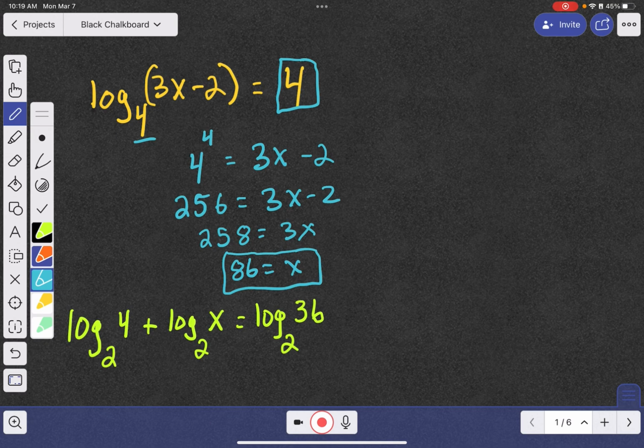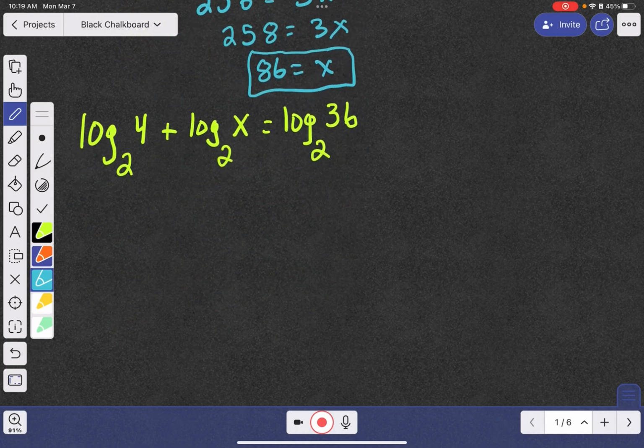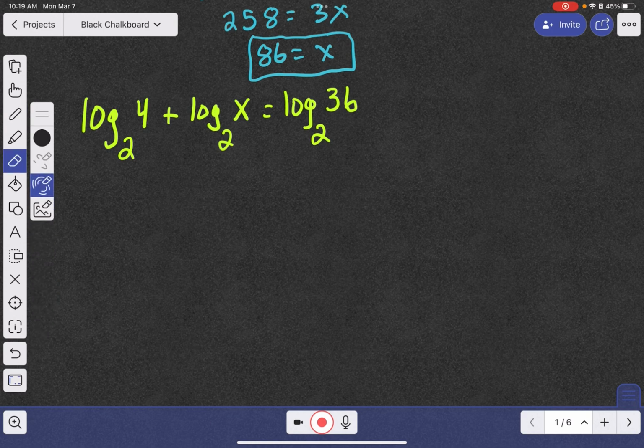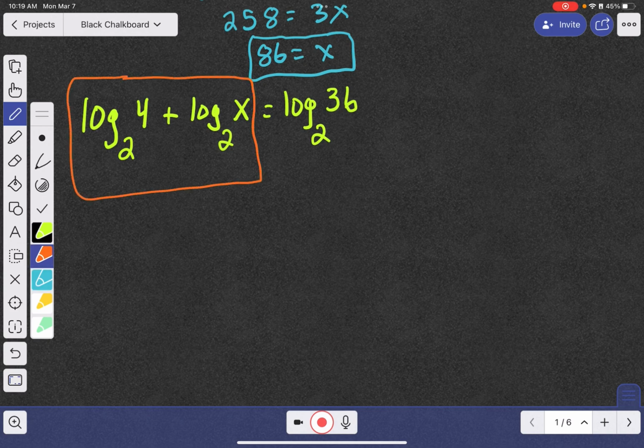The second one, we've got log base 2 of 4 plus log base 2 of x equals log base 2 of 36. So we don't have the single log thing going on. So we've got an expanded log equal to a single log, and we can't have that. It always has to be a single log equal to something. So we're going to condense this to a single log. So the base remains the same. Because we're adding these two, that means you multiply the ofs.